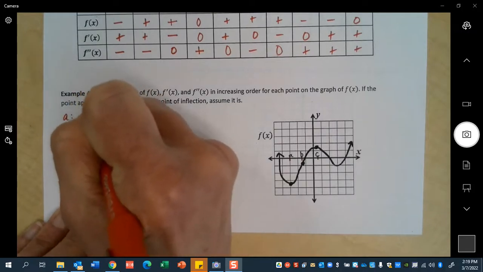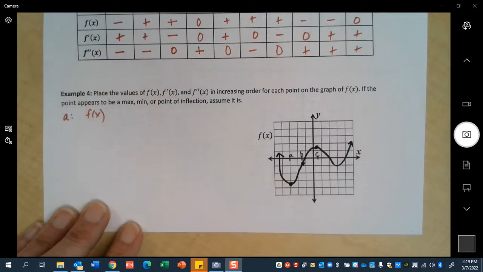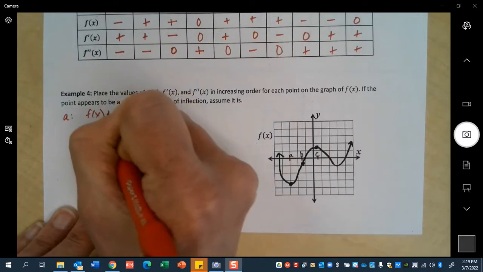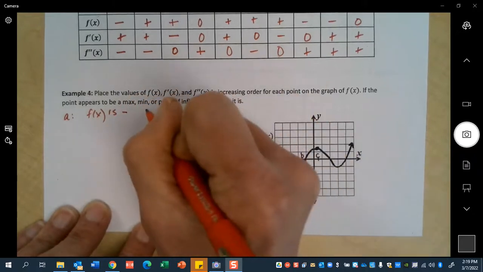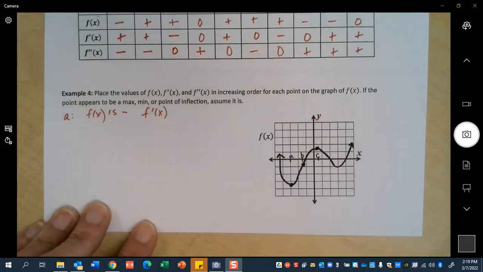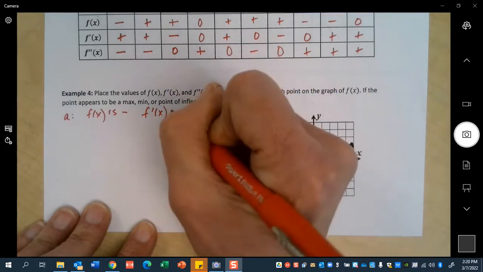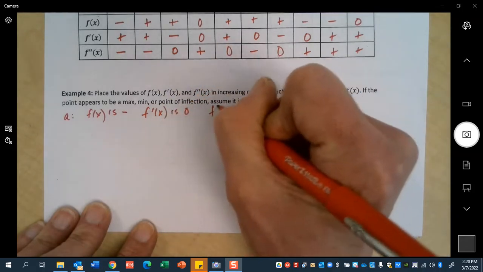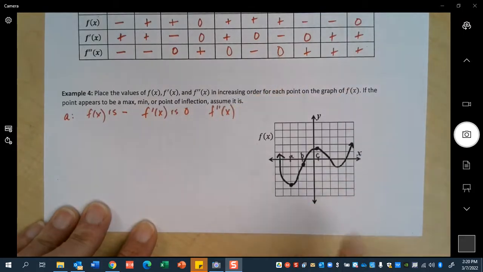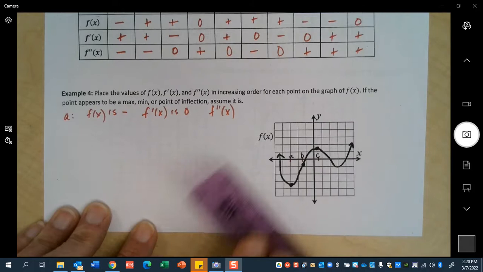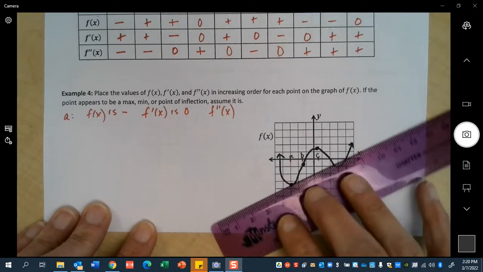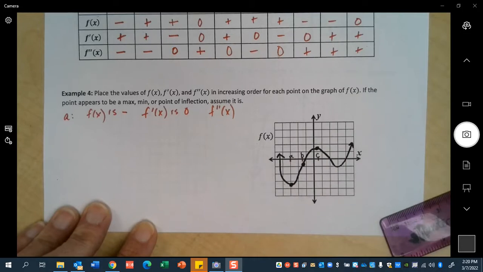Is f of x positive or negative? F of x is negative. Let's talk about f prime of x. For A, positive, negative, or 0? 0. Let's talk about f double prime of x. Is this graph concave up or concave down? Concave up, which means this is a positive value.